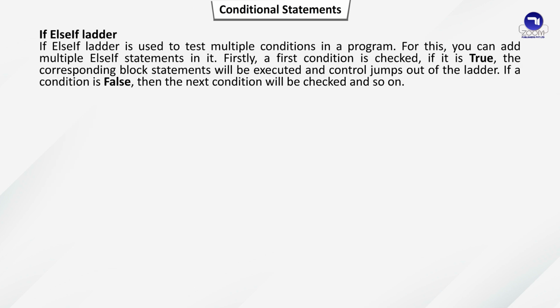If-else-if ladder. If-else-if ladder is used to test multiple conditions in a program. For this, you can add multiple else-if statements in it. Firstly, a first condition is checked. If it is true, the corresponding block statements will be executed and control jumps out of the ladder. If a condition is false, then the next condition will be checked and so on.